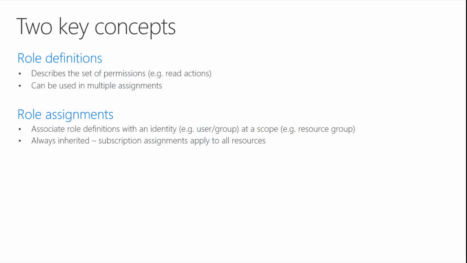So breaking down the custom RBAC roles, there are 2 key concepts. Role definitions, which define the set of permissions, in other words, what you can do. And these role definitions can be reused in multiple assignments or different scope levels. And then the assignments associate role definitions with an identity, for example, the user group or service principal, and then at a particular scope, again, the whole subscription, the resource group, or the individual Azure resource. If you only do one, it's going to be inherited. For example, if you put an assignment at the subscription, it will apply to all resources within that.